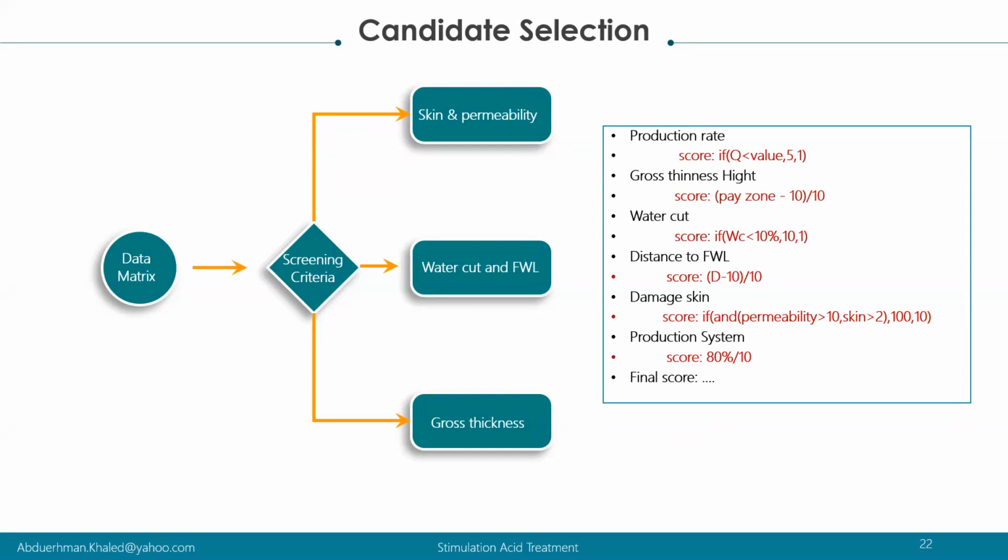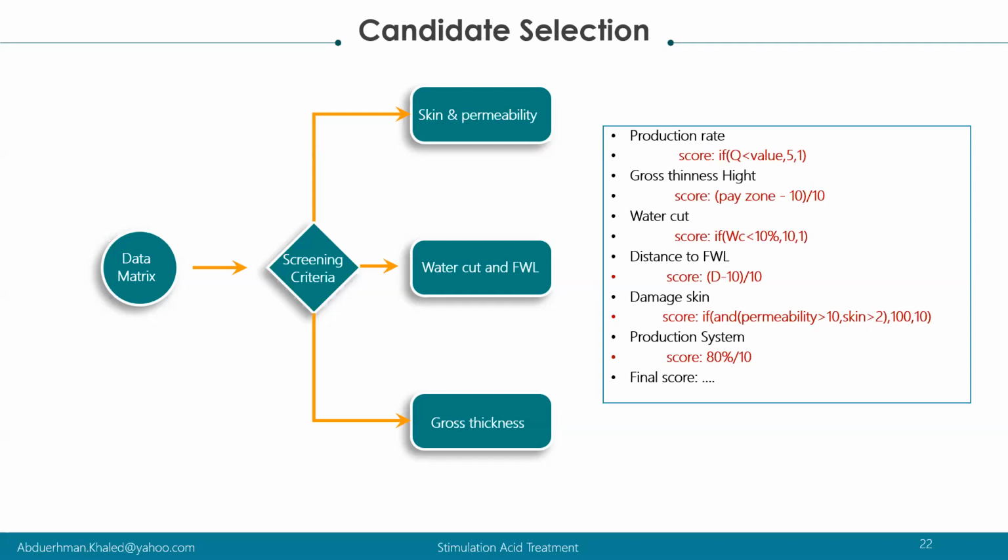For example, for the production rate, if the flow rate is lower than a specific value, you will give a score of 5. Otherwise, the score will be 1. The same thing for the rest of the parameters. Let's say for the gross thickness, there's a specific equation for that, and you will end up with the higher the pay zone, the higher the score. For example, for the water cut, if the water cut is less than 10%, the score will be 10, and if it's higher than 10%, it will be 1.